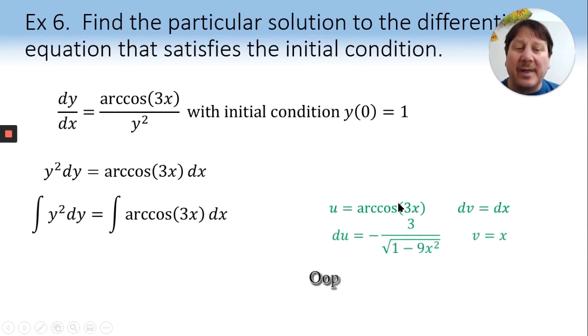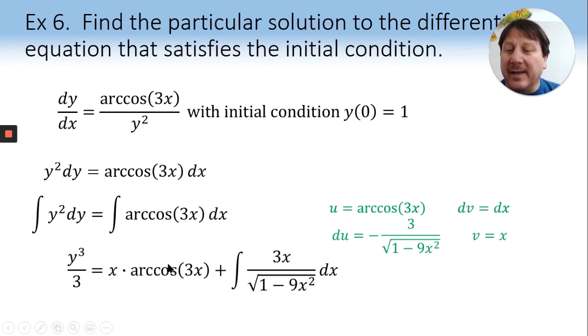Derivative of arc cosine is, well, let's see, negative 1 over the square root of 1 minus u squared times the derivative of u. And so u would be the 3x, and the derivative of that is 3. And then, of course, the antiderivative of dv will be x. Substitute all those good things in.